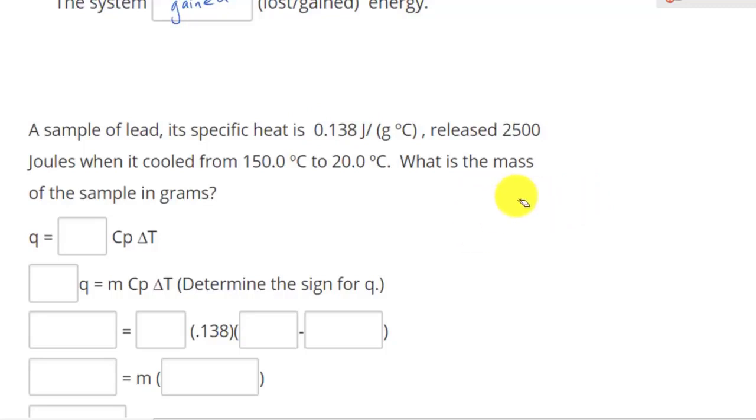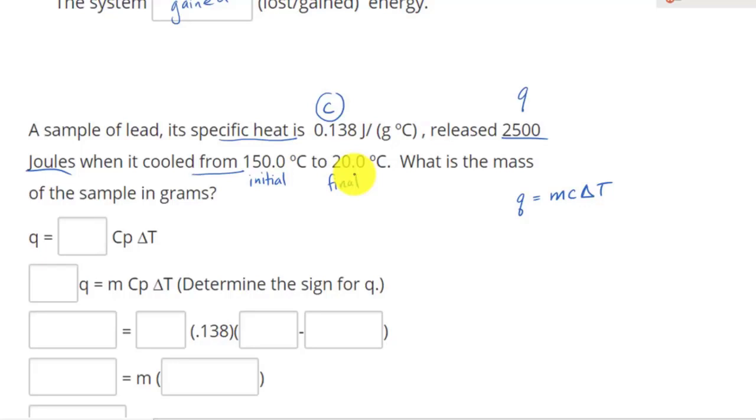If we look at this problem, we know that we are using the equation Q equals m c delta T. In this case, we know the specific heat, that will be your C right there, and released 2,500 joules, that would be your Q. That's why it's important to memorize the unit for each variable. And lastly, we have a delta T. From, that would be your initial, and then to, that would be your final. And notice how the final value is smaller than your initial.